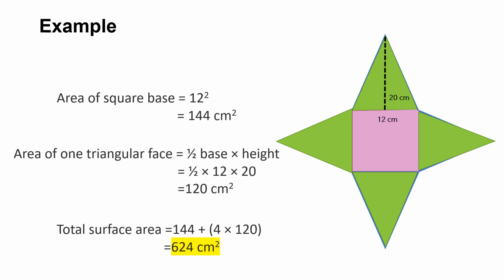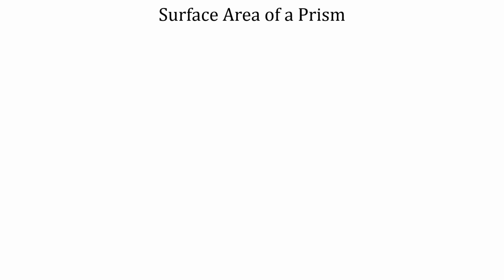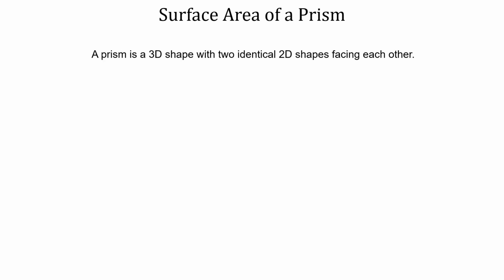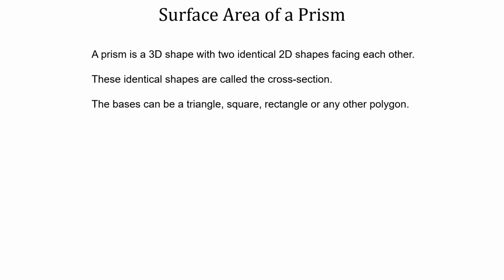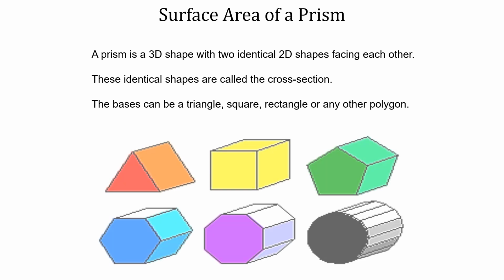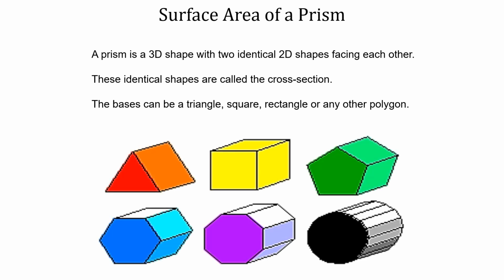Now, after that, let's take one more example, the prism. Prism is also a very important 3D shape, which usually comes in your exams. This shape is made out of two identical 2D shapes facing each other. These identical shapes are called the cross section. The base can be a triangle, square, rectangle, or any other polygon. You have learned about polygons in the previous lessons. So please, if you don't remember those things, go back and check the videos again. These are some examples of the prism.